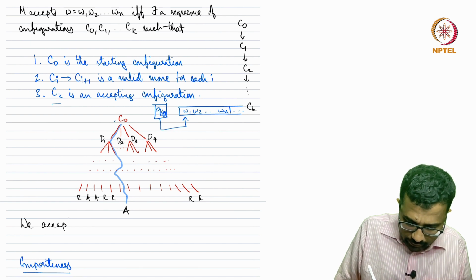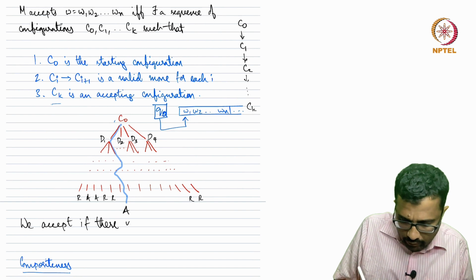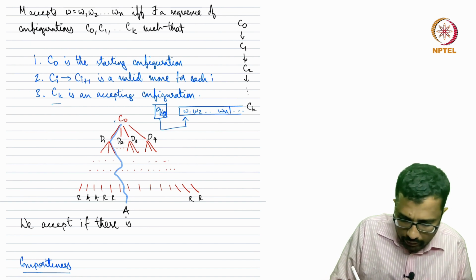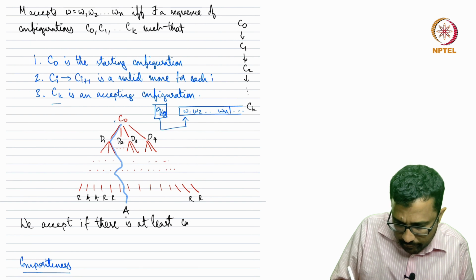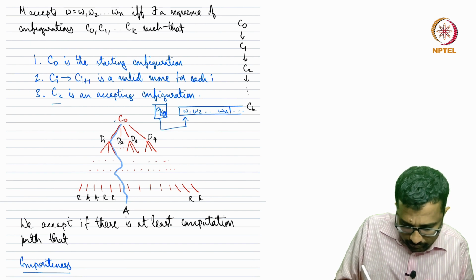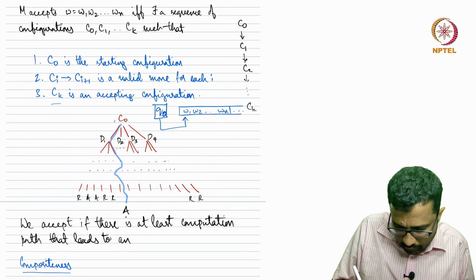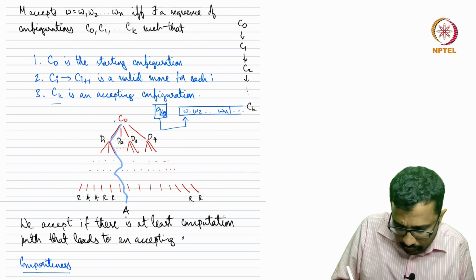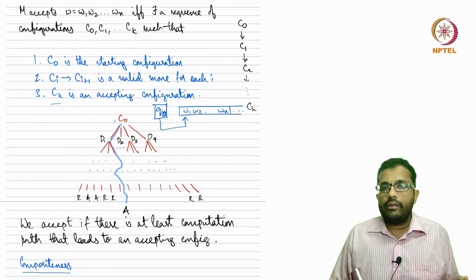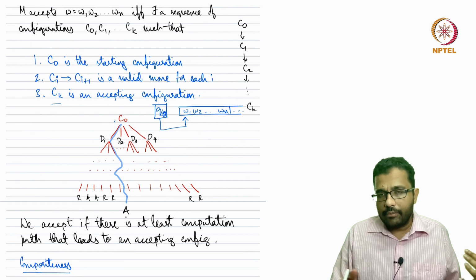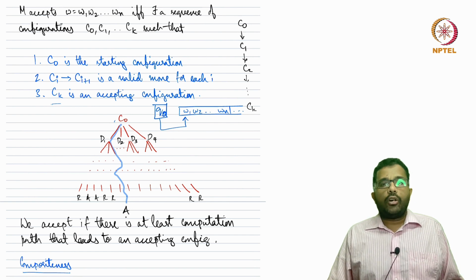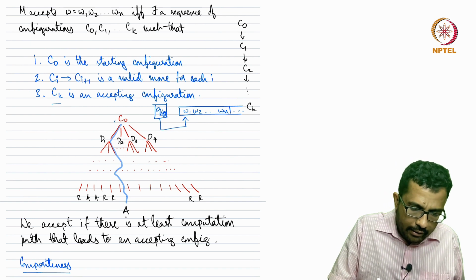we accept if there is at least one computation path that leads to an accepting configuration. So there could be multiple such accepting configurations, but as long as we find one, we are good. It could be that all the configurations are rejecting configurations except one. That's also good enough. So we say that a non-deterministic Turing machine accepts even if there is one computation path that accepts, right?